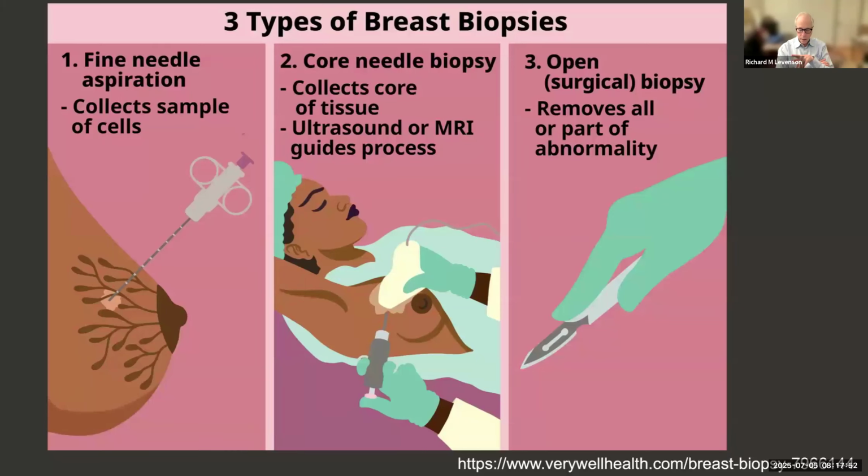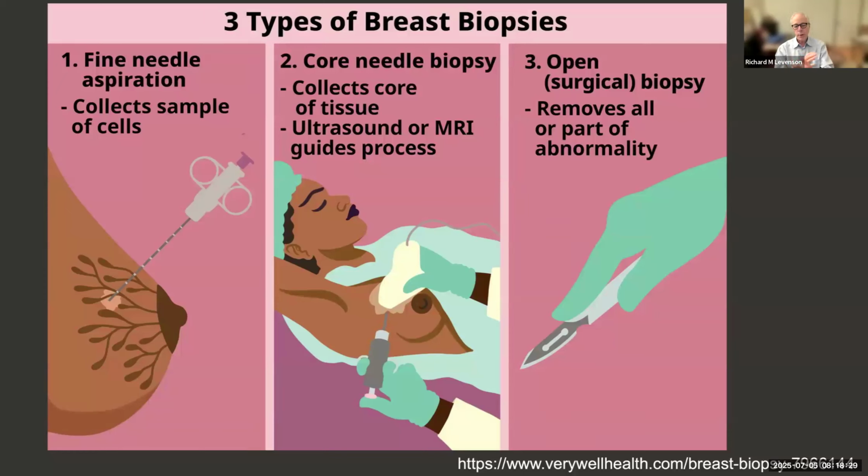So it's still a needle, but it's big enough that when it goes into the target, that can be breast or liver or kidney or prostate, it takes out a chunk of tissue that is big enough that you can actually see tissue structure. And the difference is on the left, the method of looking at the specimen is called cytology, which means looking at cells. And the one in the middle and the far right is histology, where you're looking at tissues more or less intact.